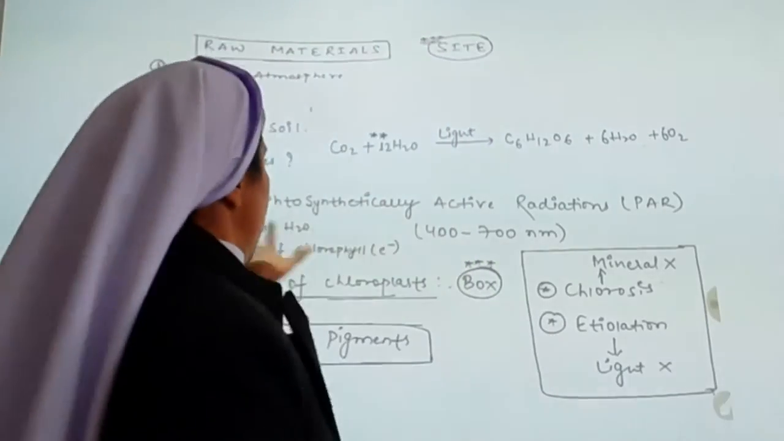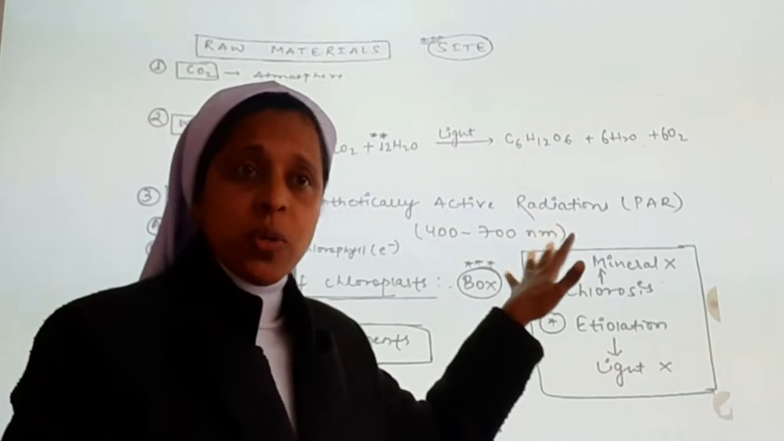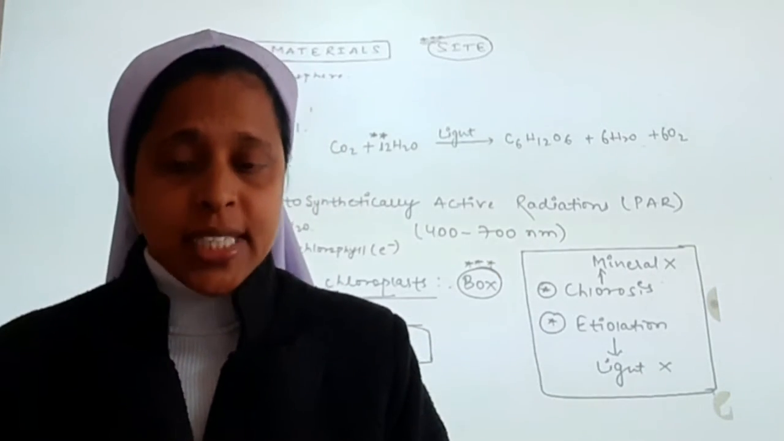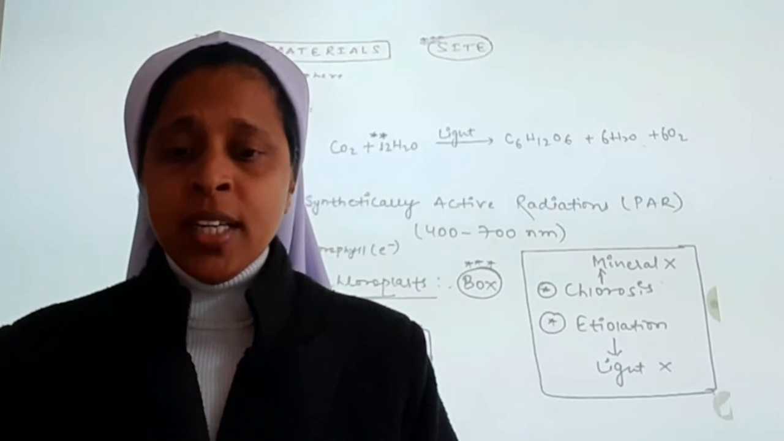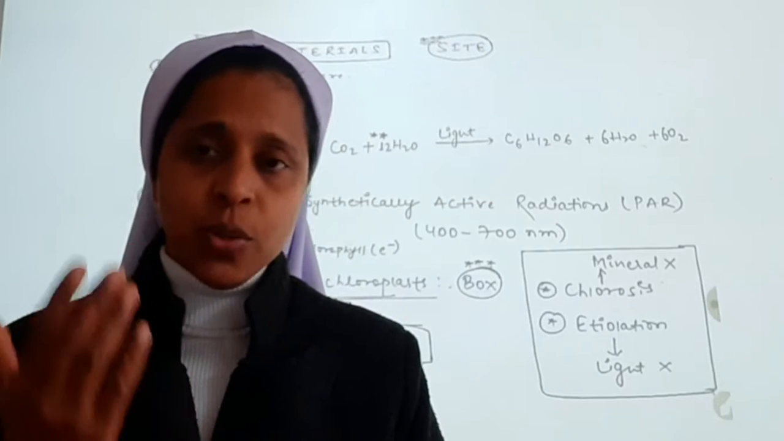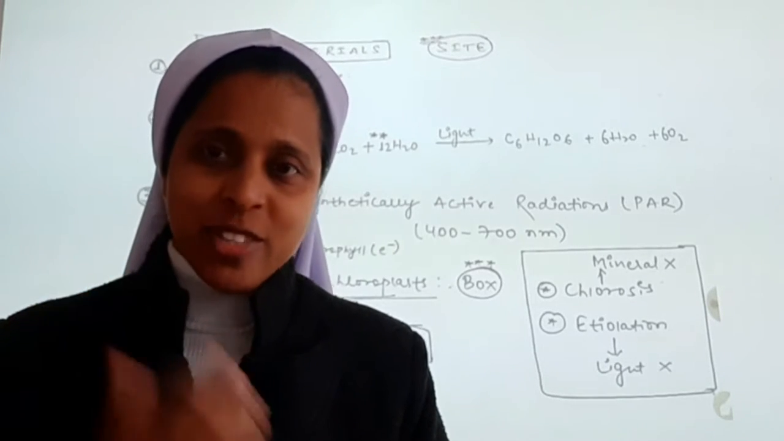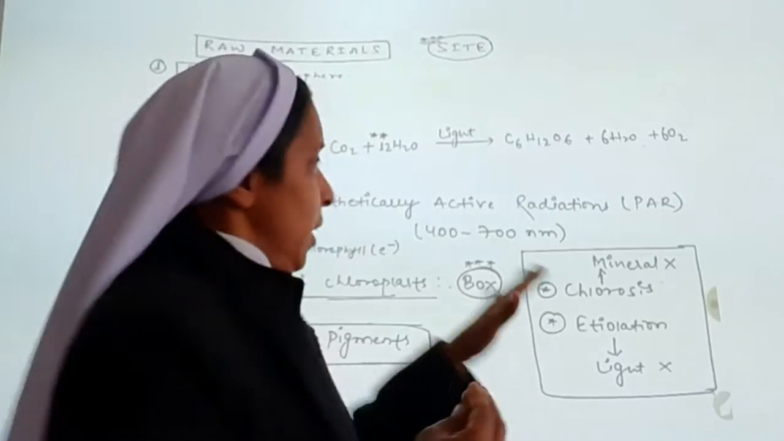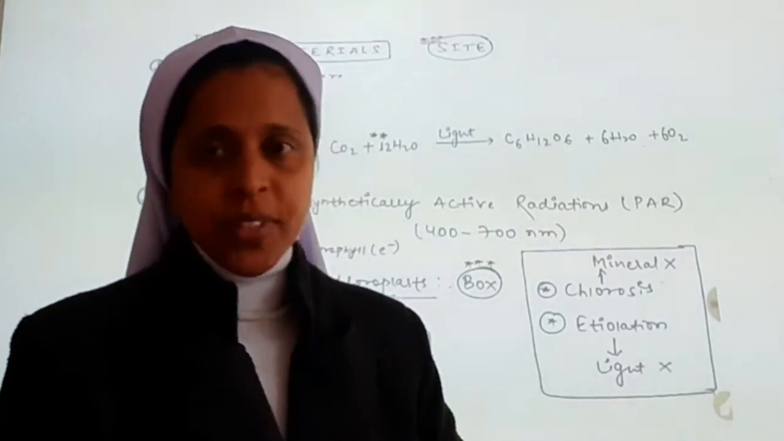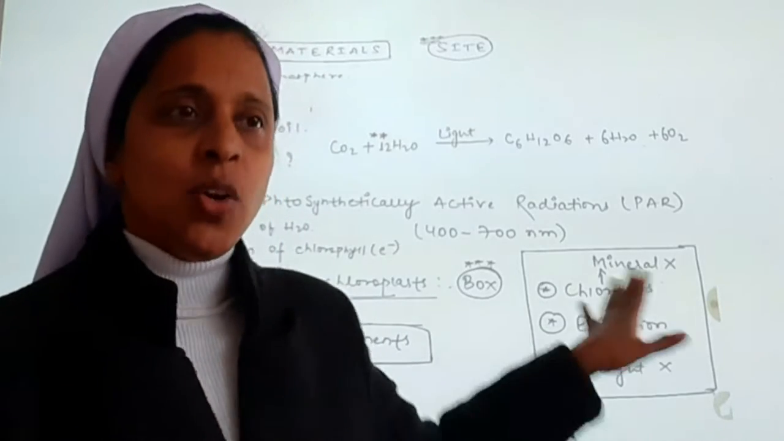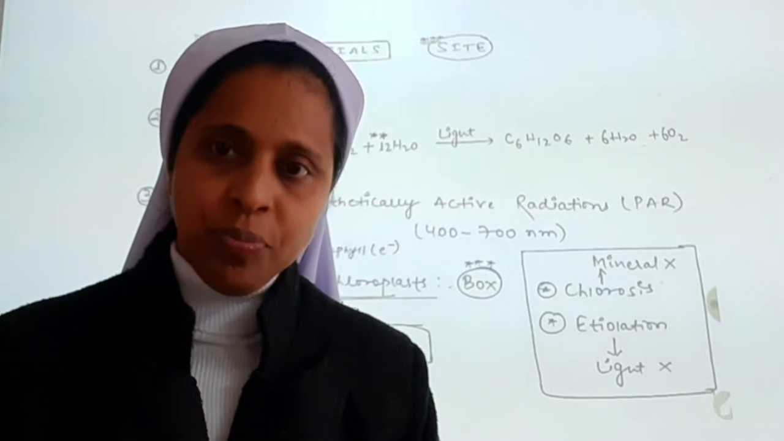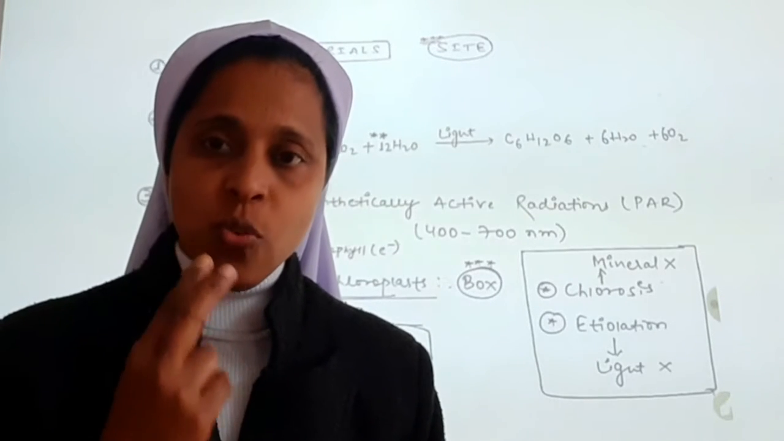So next here is the light. Light, photosynthetically active radiation. PAR means photosynthetically active radiation. Generally this light comes from electromagnetic radiation, from the sun. The ultimate source is the sun. Okay, so here the absorption range will be 400 to 700 nanometers. So what are the two functions of the light here? Photolysis of water molecules, and at the same time excitation of chlorophyll.